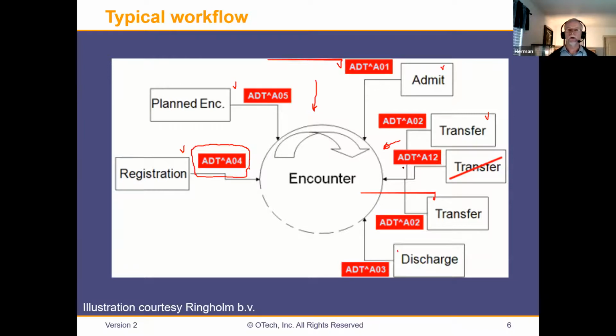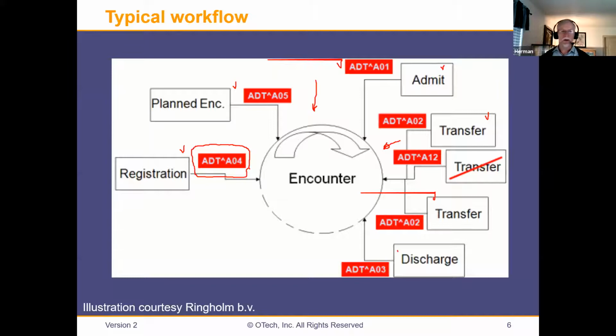How many encounters do we have? 100 times 50 is 5,000 messages, just the ER. How many messages do we have for the inpatient? So you can see that it really adds up. Tens of thousands of transactions in a day is not unheard of. So that's the typical workflow. Now let's look at some of these messages.